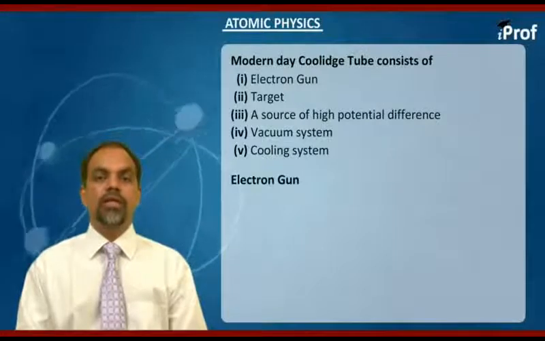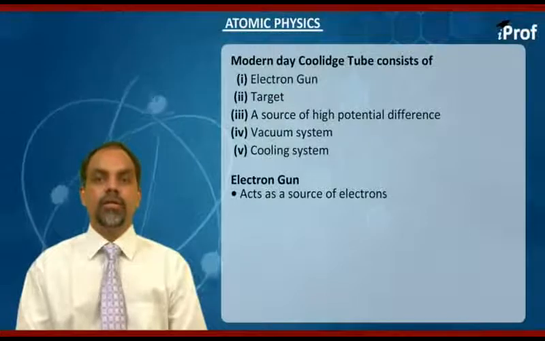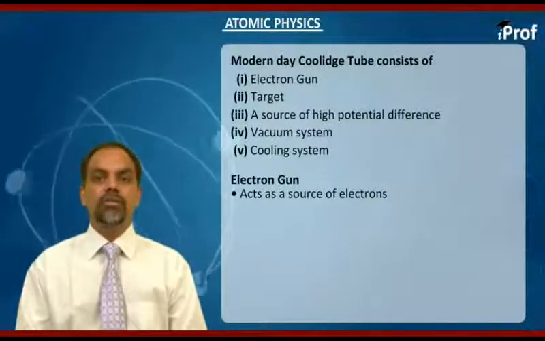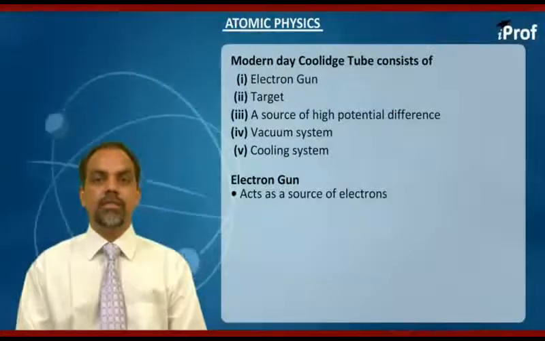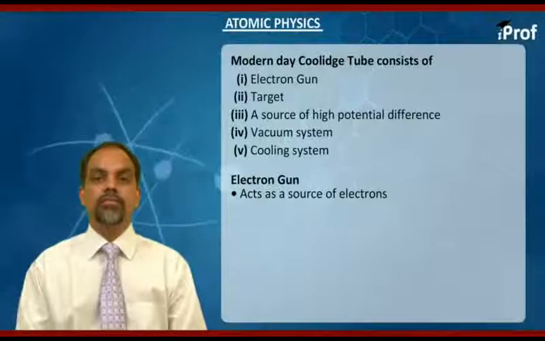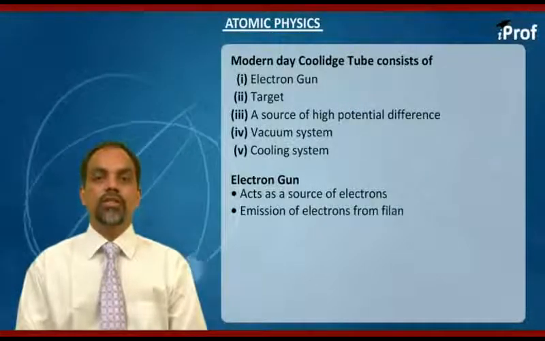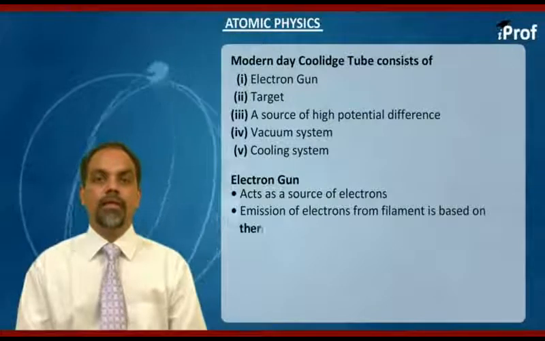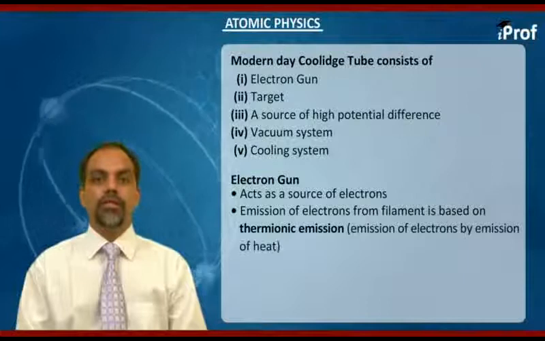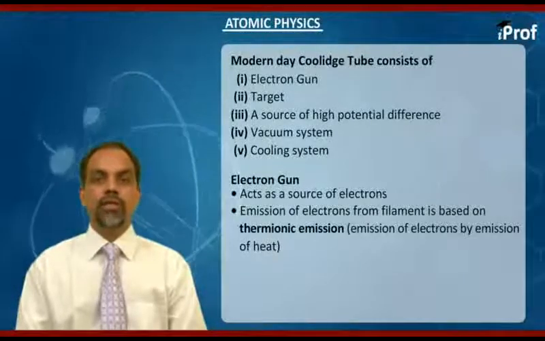Now let's talk about the electron gun. This electron gun acts as a source of electrons. We need electrons to hit the metal target, which is the basic requirement of X-ray production. So this electron gun acts as a source of electrons. Now the emission of electrons from the filament is based on thermionic emission of electrons. This electron gun circuit is shown in the figure.